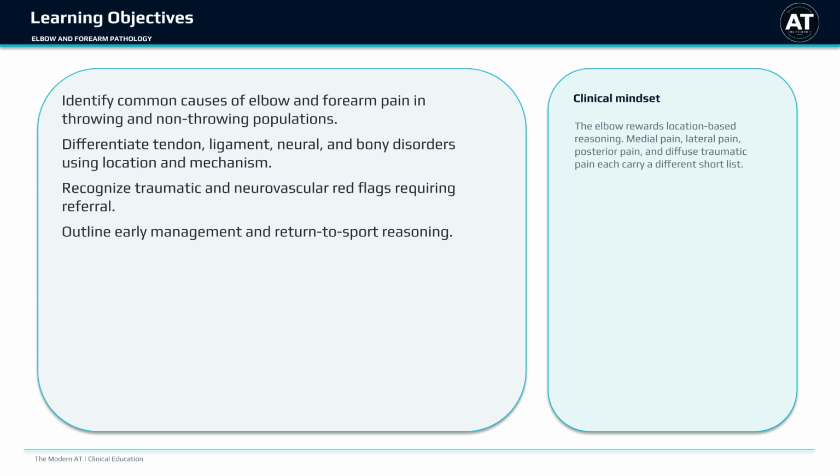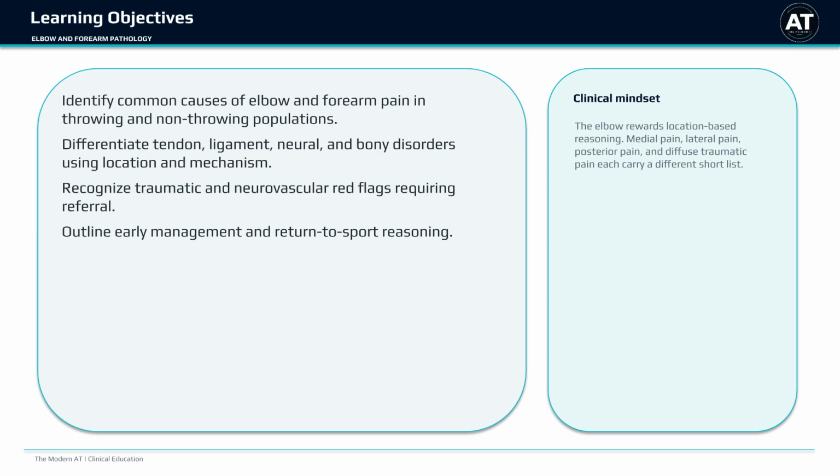These objectives give us the roadmap. First, we will identify common causes of elbow and forearm pain in both throwing and non-throwing athletes. Then we will use location and mechanism to separate tendon, ligament, nerve, and bony disorders.